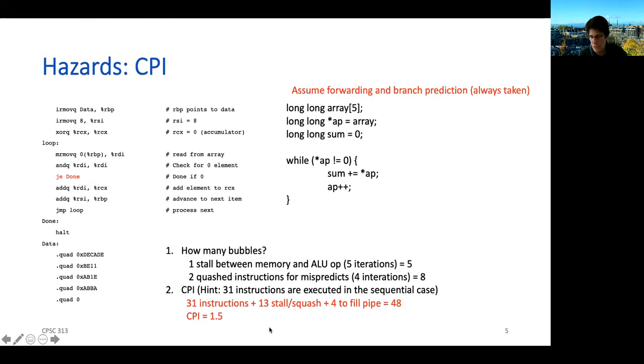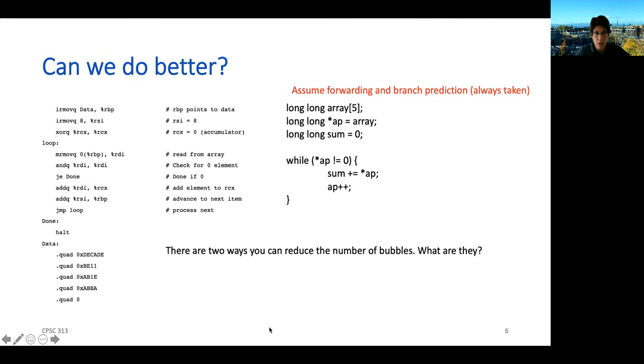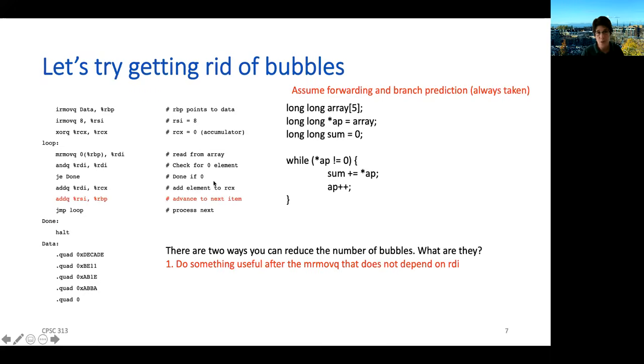So the question I want to start with now is, can we do better? Can we rearrange the code to make things better? So let us remember what the first problem was, right? The first problem was that we have a stall every cycle between the mrmovq and the andq. So how could we get rid of that? Well, is there useful work that we could put in the stall? And I might claim that there is useful work.